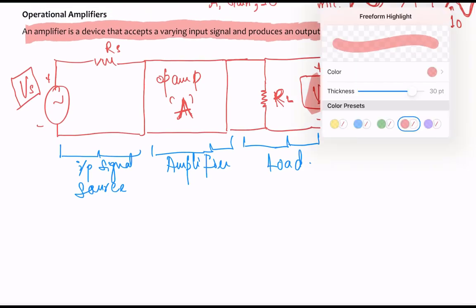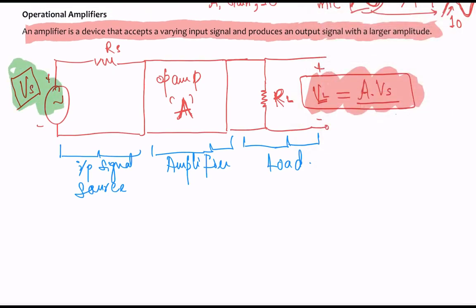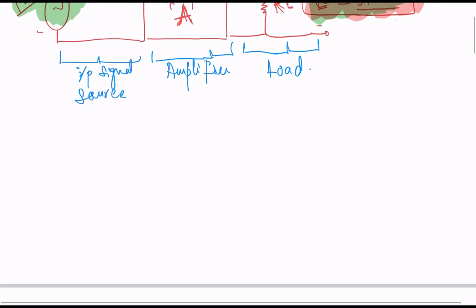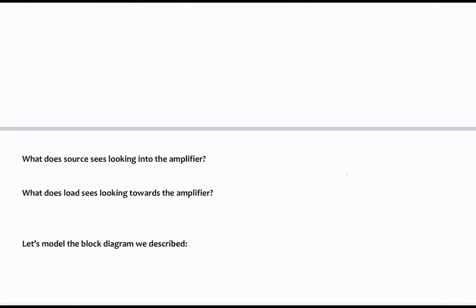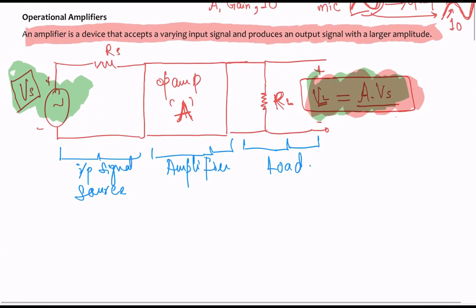Now again, we go back to our definition of an amplifier. We want to boost the power of the input signal over here, and ideally we would like to see VL being the amplified version of the input signal. So now what is going to happen? Well, there are two things that may come to our mind, and it is important to answer those questions before we can move on. So what are those questions? The first question that may come to your mind is, what does the source see looking at the amplifier? What I'm trying to say is, say you are the source. What does the source see looking into the amplifier?